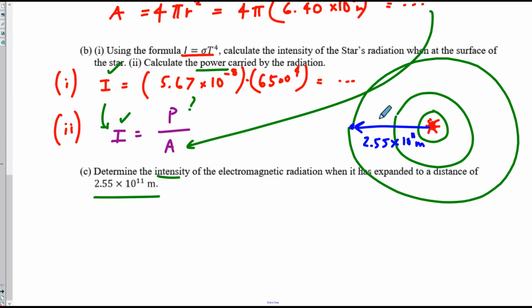We expect it to be less intense. Now here's the thing. We assume the power is constant. And as long as there's not a giant planet here absorbing some of the power, some of the energy, this is a fair assumption. P is constant. So when you get out to this new distance, the intensity, well, it's the same power, but it's now being spread over a much larger surface area because r is much bigger. Plug in the P from above, plug in the r, solve for intensity.